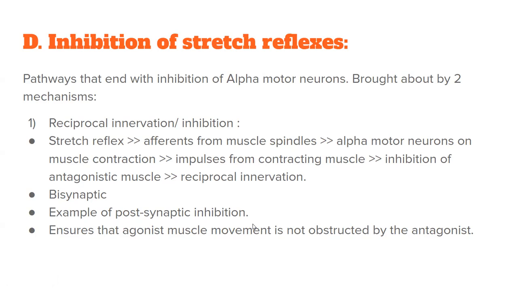Because not only is it contracting the agonistic muscle, with this agonistic muscle contraction, there are fibers which come out which inhibit the antagonistic muscle. Two synapses, one to the agonist and one to the antagonist. Example of postsynaptic inhibition. So, postsynaptic inhibition is the activation of one muscle inhibiting the action of another muscle.